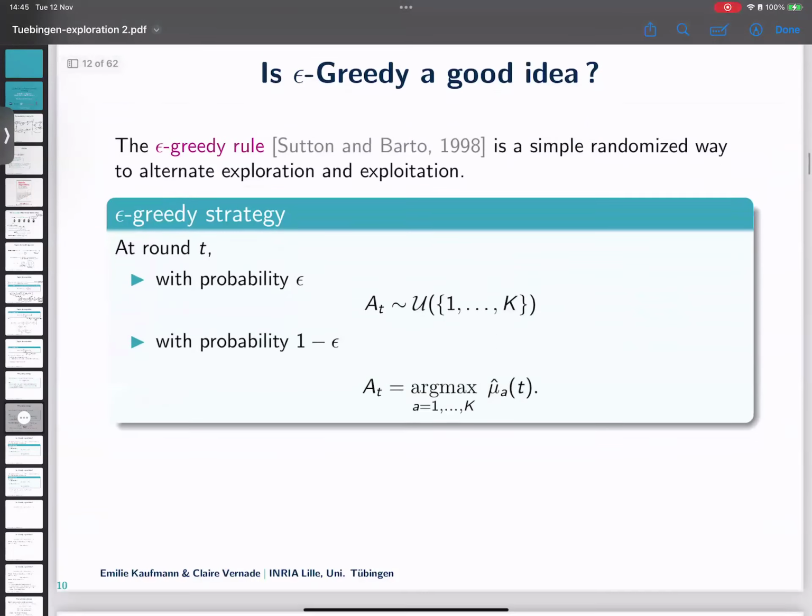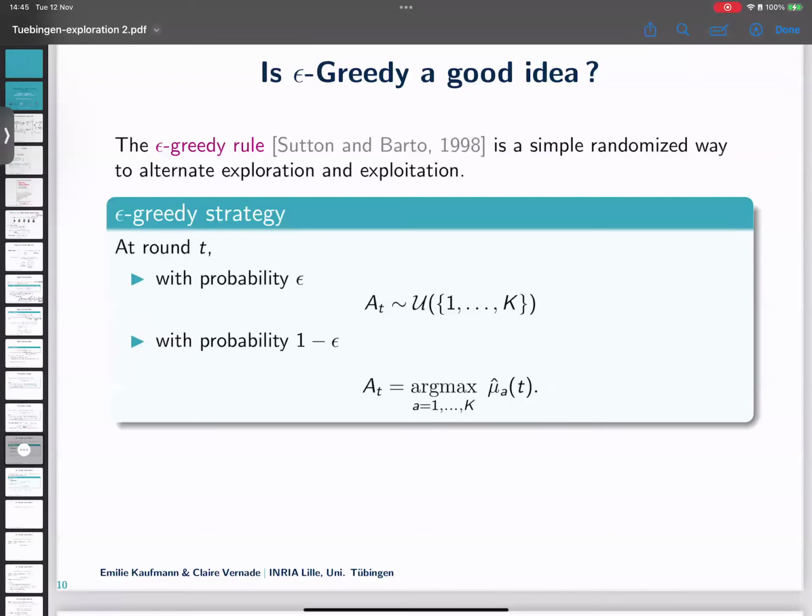Now epsilon greedy was introduced to you as this idea that with probability epsilon, you're going to take a random action. So whatever you know so far about the means, you're just going to take a random action and observe a random reward from one of these arms and update your estimators. And with the rest of the time, with probability 1 minus epsilon, you just pull the current best arm.